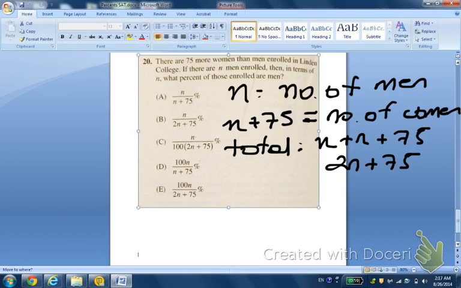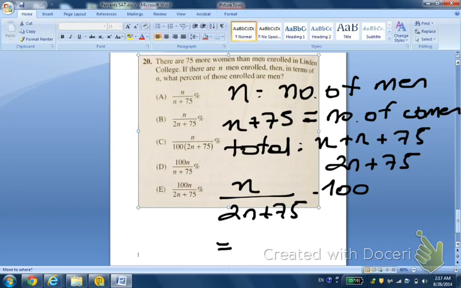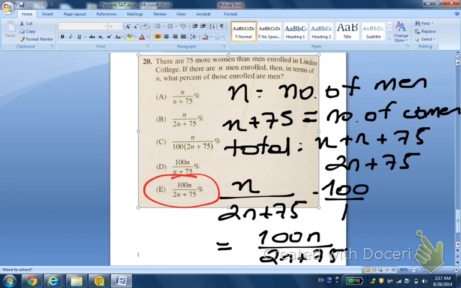The fraction of the men in terms of N is the number of men, N, over the total, which is 2N plus 75, times 100, because they want the answer as a percent. So if you simplify the above expression, it's 100 over 1. So you have 100N over 2N plus 75. And right away, the answer is E.